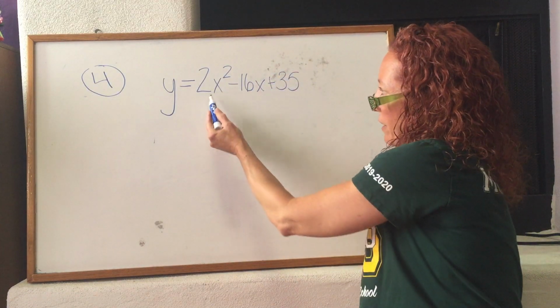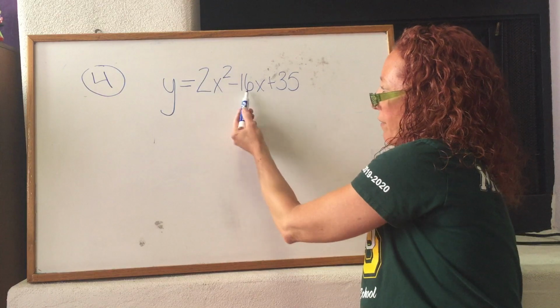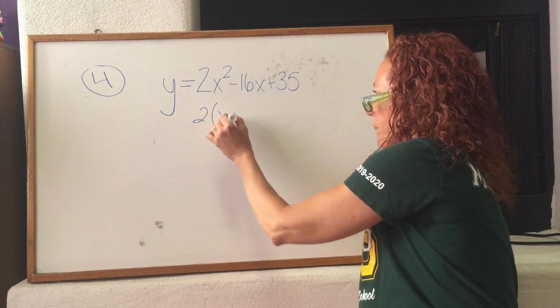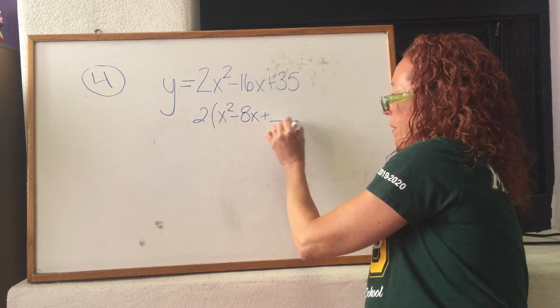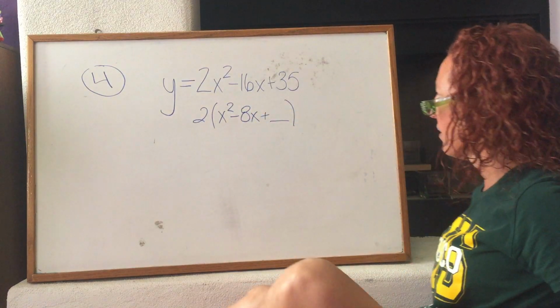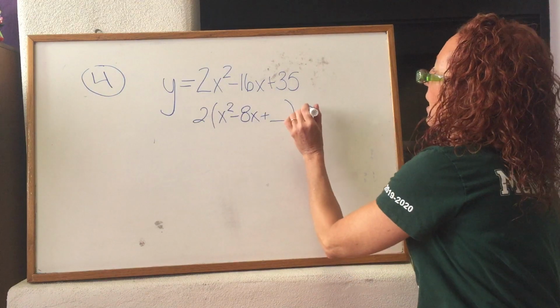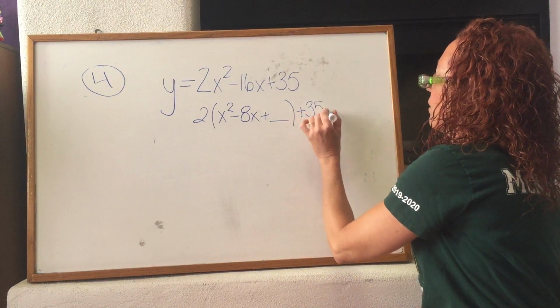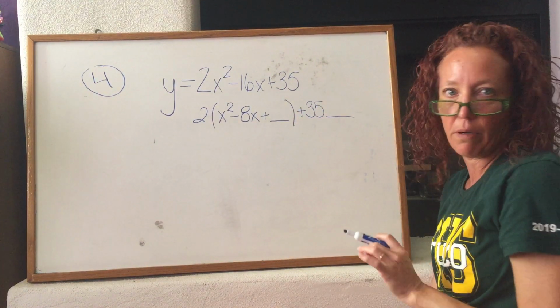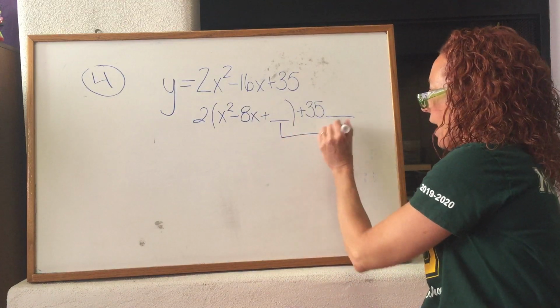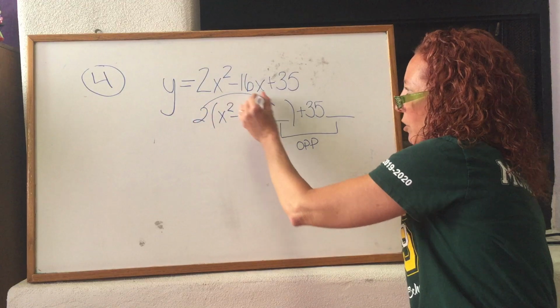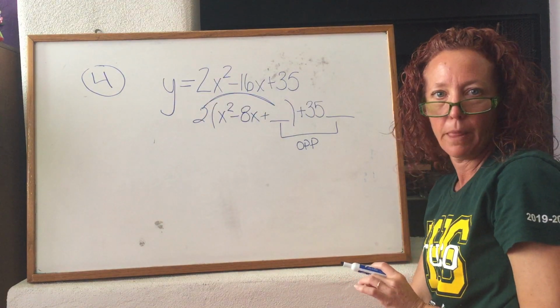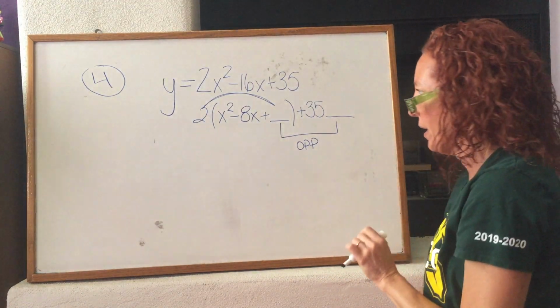So the first thing we're going to do is pull a 2 out of the first 2 terms. I'm going to put my blank spot right there. That's where I'm going to complete the square. And then I'm going to add that 35 in the back. And I'm also going to put a blank part in the back. And recall that these have to be opposites. But you are going to need to make sure that you multiply that number by 2 when you go to do the opposite number right here.